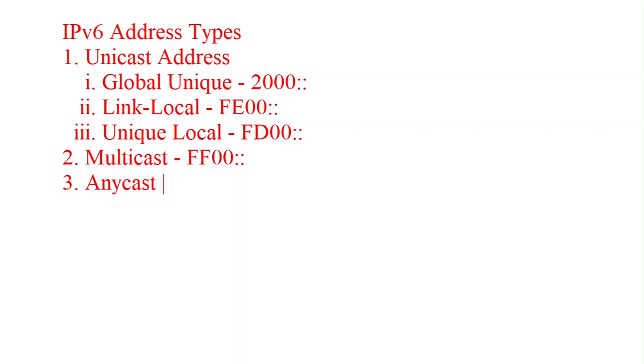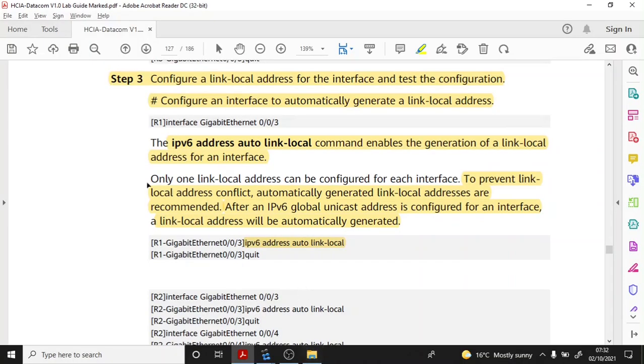So now we want to configure a link local address. Another thing I want to mention about IPv6 addresses is that more than one address can be assigned to the same interface. So we are going to see that we configure several types of addresses on the same link. Okay, so let's move on.